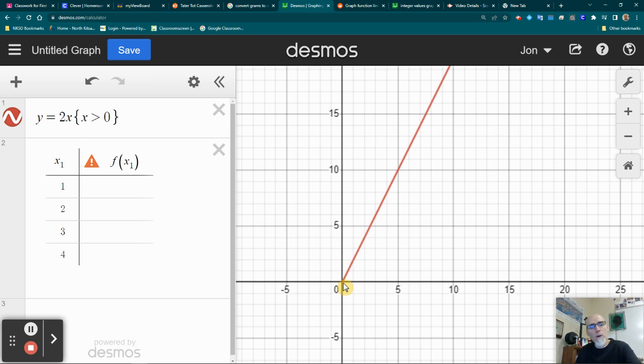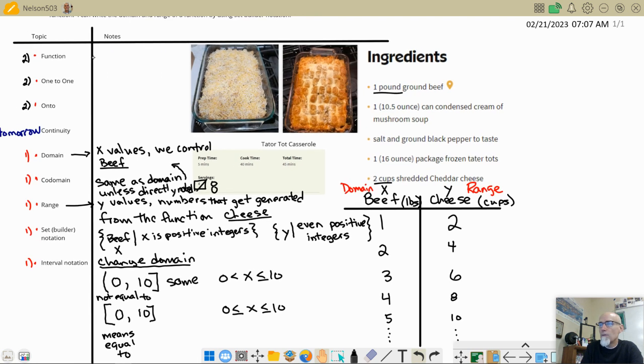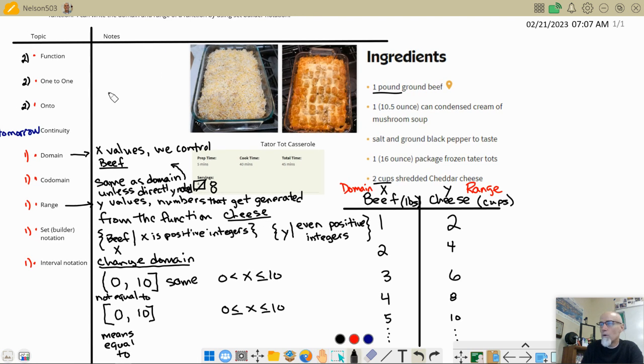And then, by the way, is this even a function? Do you remember the idea of a function? Like, if we had 5 pounds of beef, how much cheese do we have? We have 10 pounds of cheese. So let's look back at our table. For each X value over here, there's only one Y value over here. So if that is the case, then it is a function. I'm going to try to put that right here. For each X value, there's one Y value. Each X has one Y.